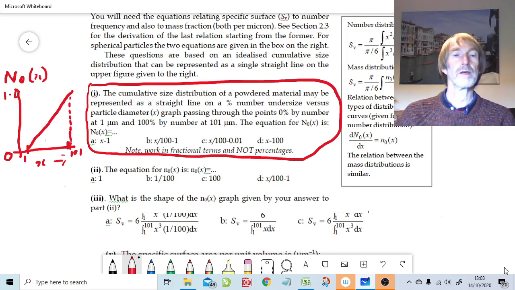Maybe that's 101. Okay, so by inspection, we know that it's the change in y value divided by the change in x value. In other words, we're talking about an equation of a straight line, y equals mx plus c, and that change in y value is from 0 to 1. The change in x value is from 1 to 101. So we have the equation that should be answer C.